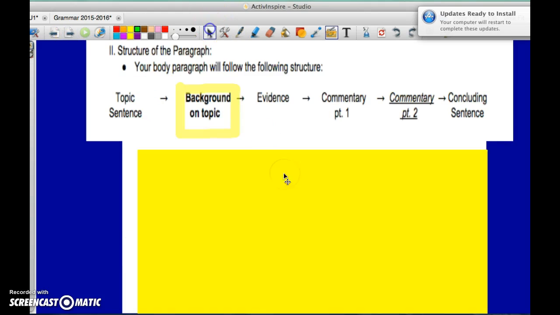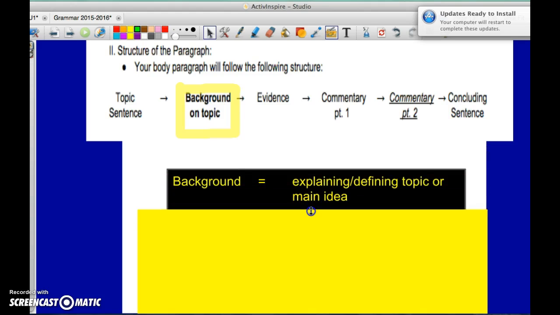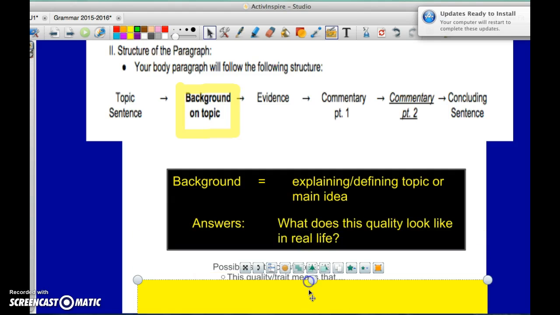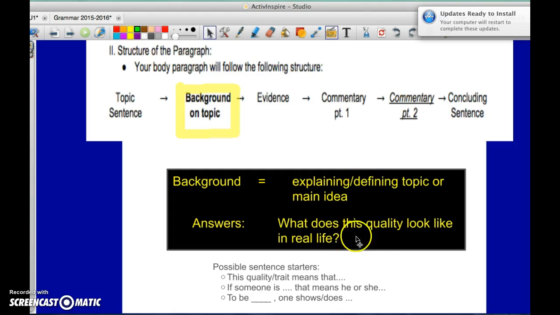Moving on to background. Background, in this case, is where we're explaining or defining the topic or main idea a little bit more. So what this is going to look like in your actual paragraph is you're going to explain what the quality, the heroic quality, looks like in real life. So once you've decided, okay, I'm going to talk about how Malala is, insert adjective here, well, you need to give your audience a little bit of understanding of what this trait or this quality actually looks like in real life.